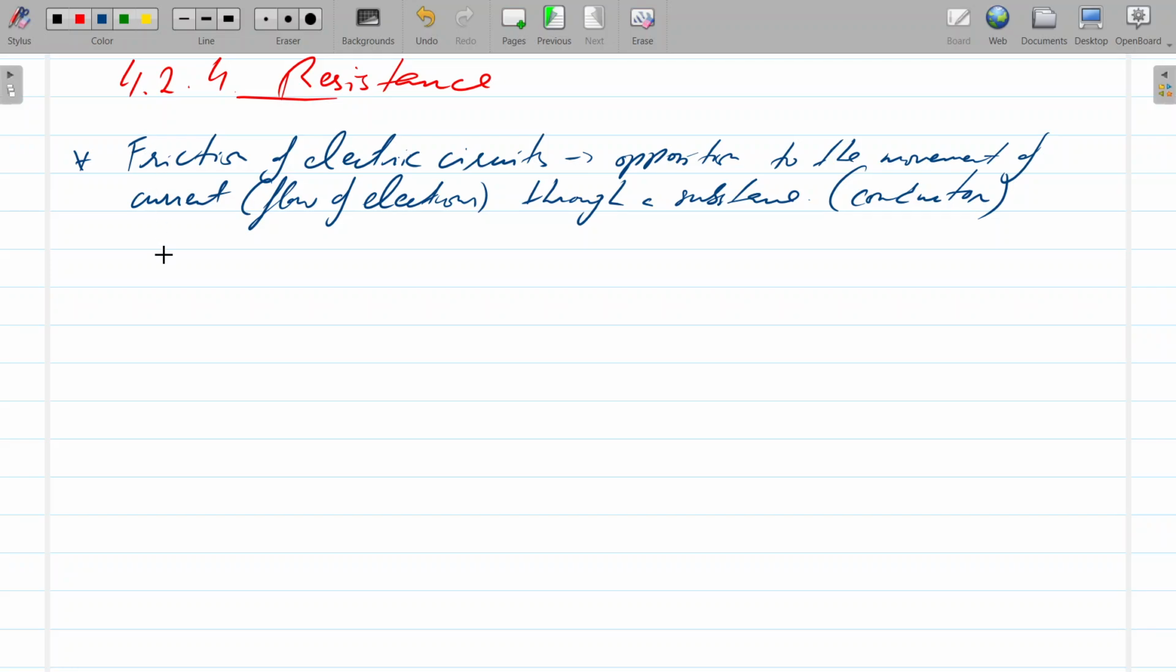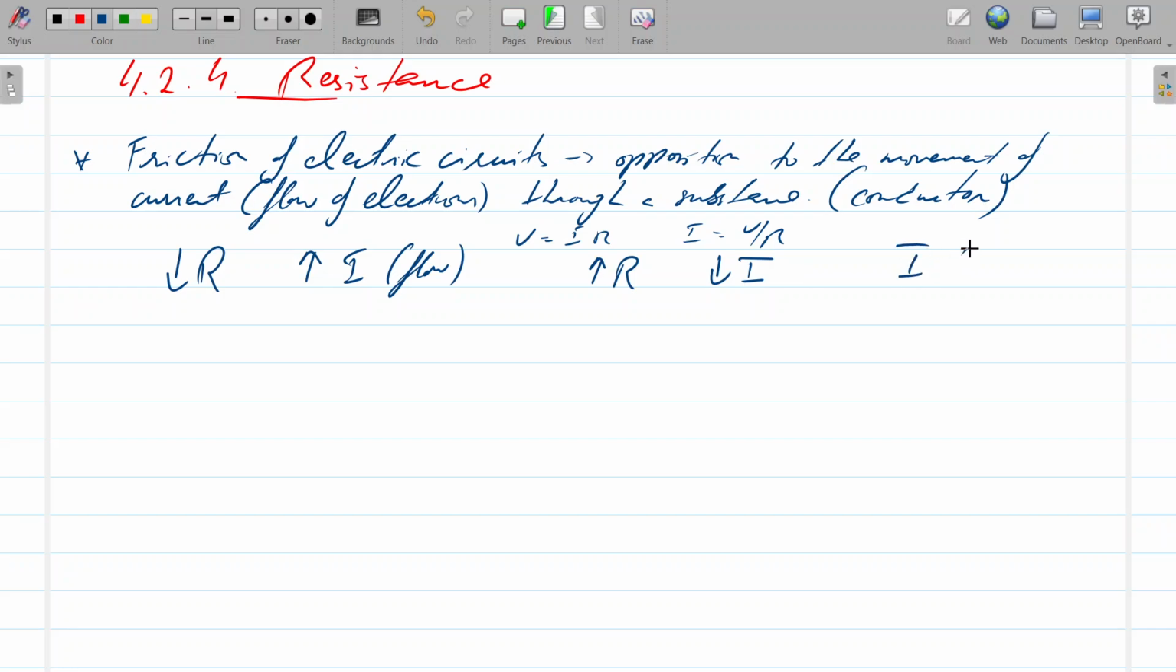Just like with friction, the lower the resistance, the higher the current. V equals IR, and so I equals V upon R. So the higher the current, which is the flow of electrons. And obviously, the higher the resistance, the lower the current. So current and resistance are inversely proportional.